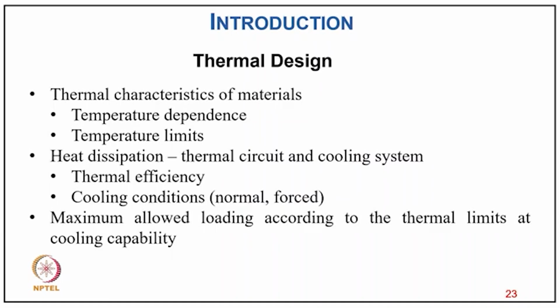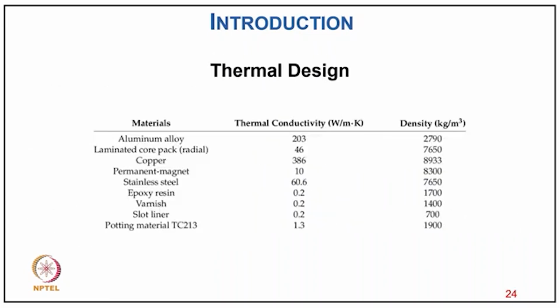Then the thermal characteristics of the material are typically temperature dependency and temperature limits, heat dissipation, thermal circuit and cooling, and thermal efficiency and cooling condition, normal and forced. So the maximum allowed loading is according to the thermal limits and the cooling capability. You have to consider all these cooling conditions and thermal efficiency while you are considering this thermal design.